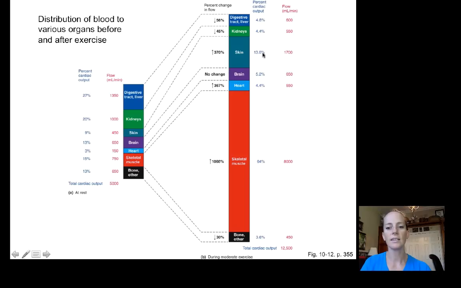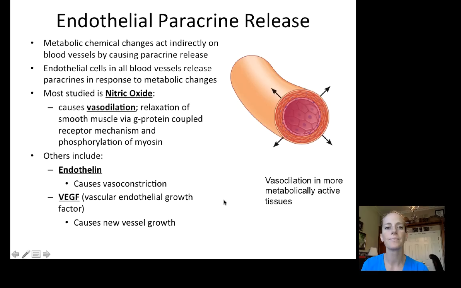And various parts of the body can do this. So here's the changes before exercise and after exercise. Skeletal muscles are going to be very metabolically active during exercise. They're going to increase their flow rate by 1,000%. The heart, etc., will also, based on these metabolic changes, increase their flow.